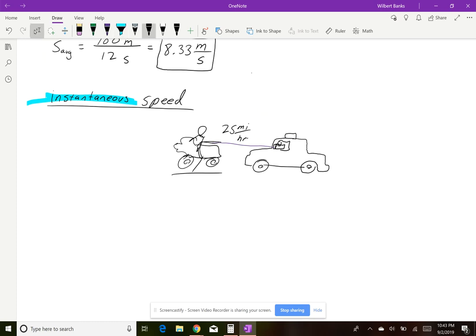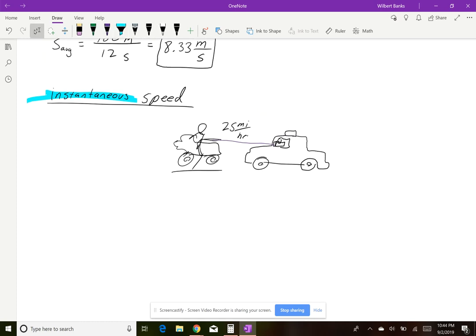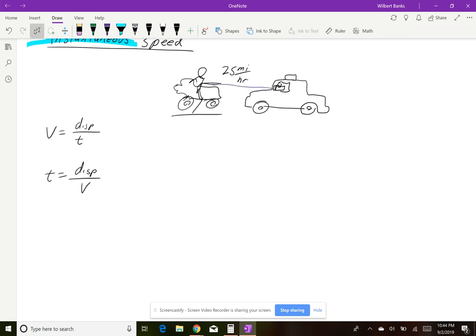I wanted to look at the equations. Those things were important. We have several equations to look at when we do this. So the first one was velocity equals displacement over time. And we can rearrange that to solve for time. Time equals displacement over velocity. And then finally, we can solve for displacement, and that equals velocity times time, or time times velocity. It does not matter.